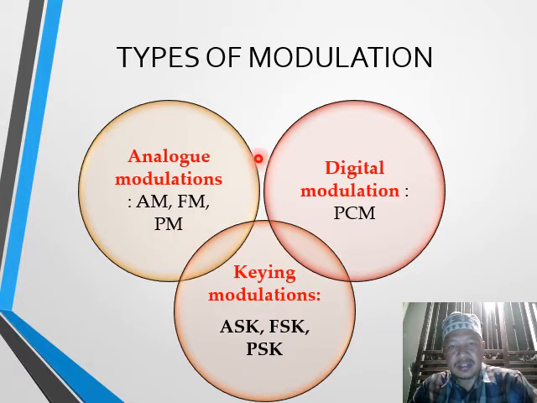The next type of modulation is digital modulation. An example is PCM, pulse code modulation. So this is digital, this is analog. The third one is keying modulation, which consists of ASK, FSK, and PSK. A is amplitude shift keying, F is frequency shift keying, P is phase shift keying. So basically there are three types of modulation: analog, digital, and keying modulations.